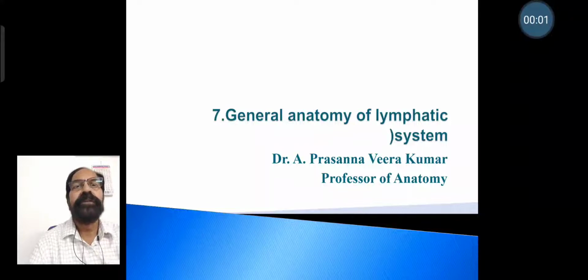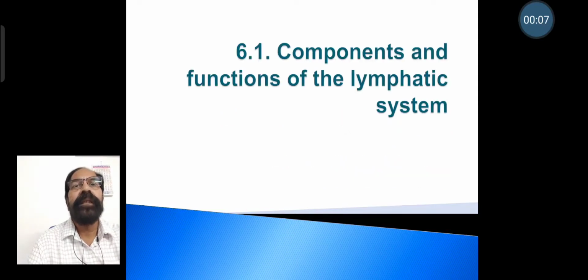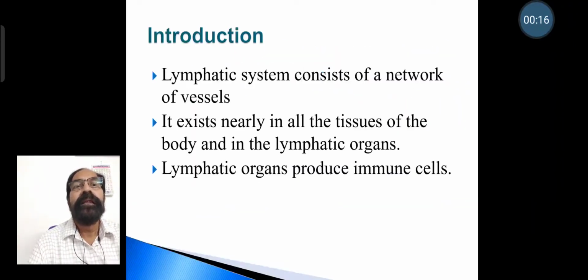Good morning. Today we are going to discuss the general anatomy of the lymphatic system. The competency is components and functions of the lymphatic system. The lymphatic system consists of a network of vessels. It exists nearly in all tissues of the body and in the lymphatic organs. Lymphatic organs produce immune cells.